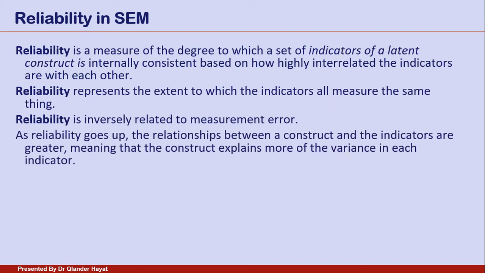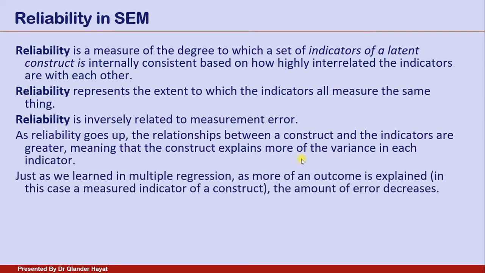Reliability is basically the measure of the degree to which a set of indicators of a latent construct is internally consistent, based on how highly interrelated the indicators are with each other. Reliability represents the extent to which the indicators all measure the same thing. So as reliability goes up, the relationship between a construct and indicators is greater, meaning that the construct explains more of the variance in each indicator. So we are concerned with the reliability in SEM.